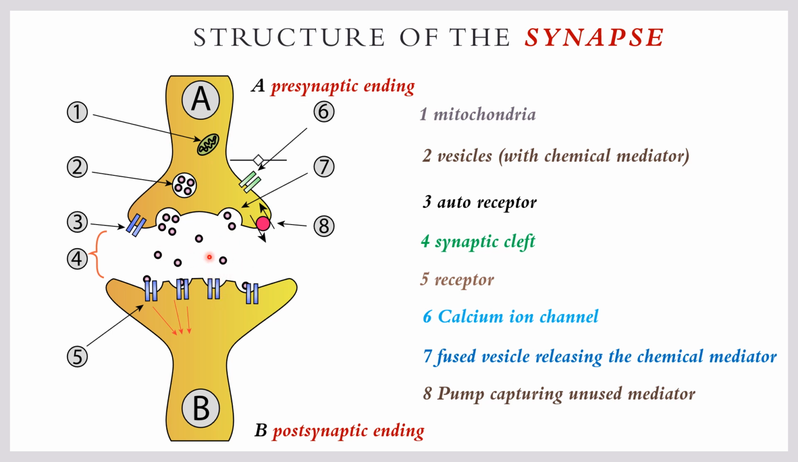The space is needed because if there were no space, the electrical impulse would jump directly to the next neuron, and the molecular mechanism that mediates the transmission of information would not be possible. That's why we have this space, this gap, this synaptic cleft between those two neurons.